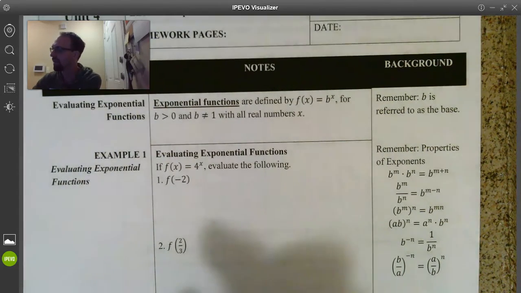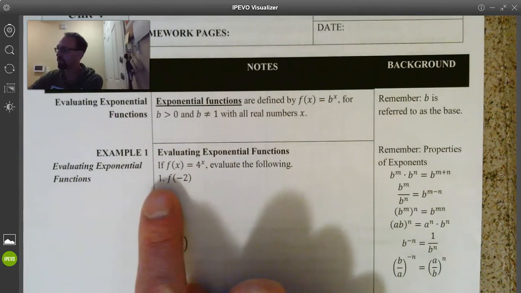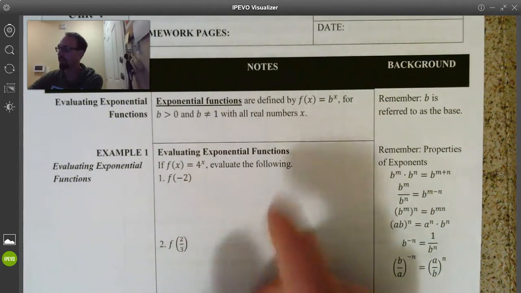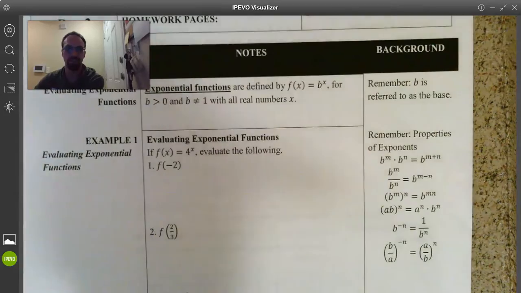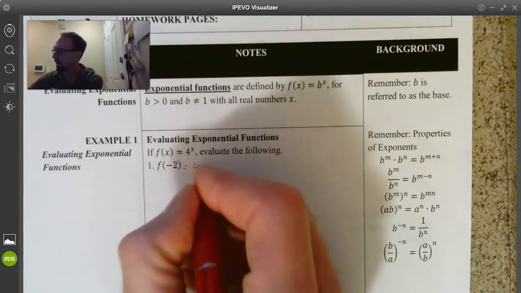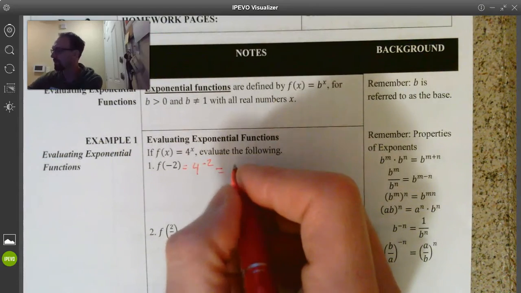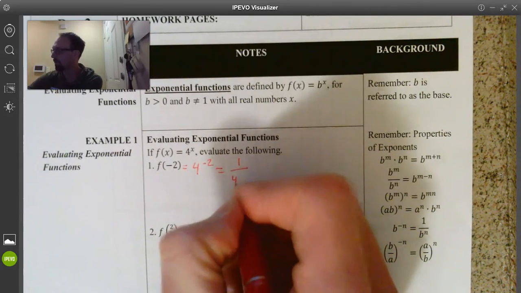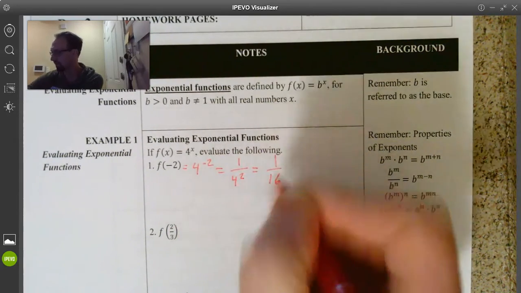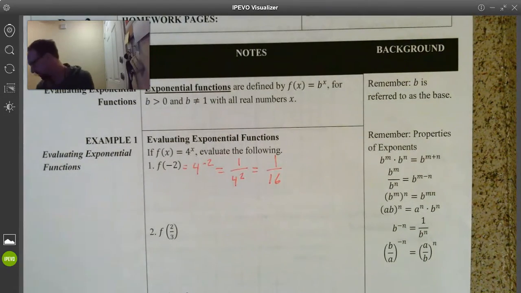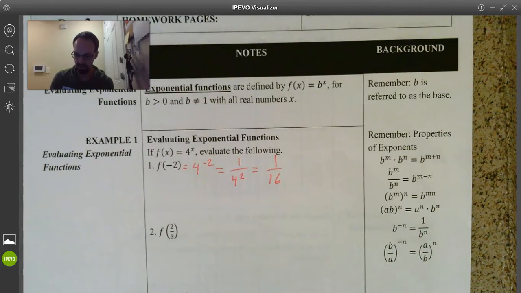So here we have evaluating exponential functions. If f of x is equal to 4 to the x, evaluate the following. So when it says f of -2, that just means you put in -2 for x. So you have 4 to the -2 power. 4 to the -2 power is the same as 1 over 4 squared, which is 1 over 16. And then if you have your calculator, you can do 1 over 16 as the decimal and get the decimal value if it's exact.